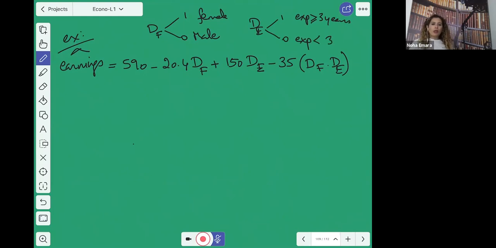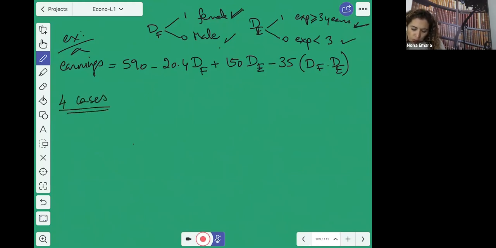Okay, so I want you to imagine that you basically have 4 cases. The person can be a male with 3 or more experience, a female with 3 or more experience, a female with less than 3, or a male with less than 3 years of experience. So I have actually 4 cases. Anytime you have 2 dummies in a model, I want you to think of 4 possible cases.